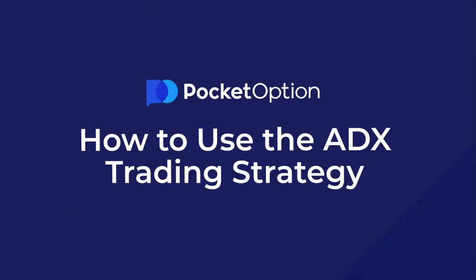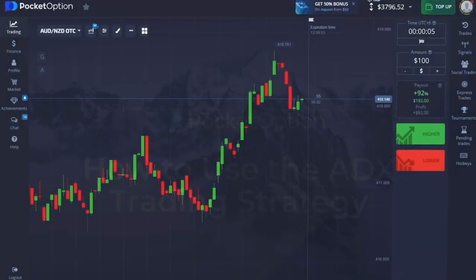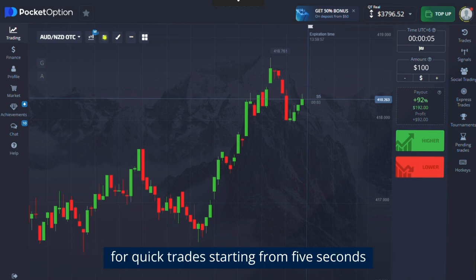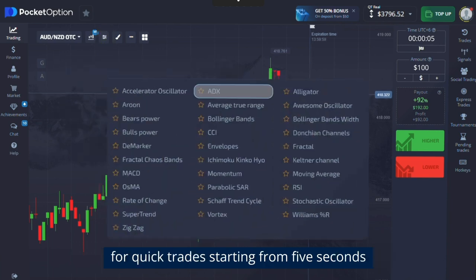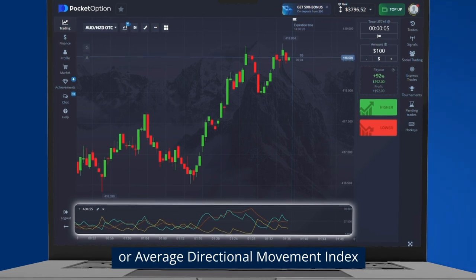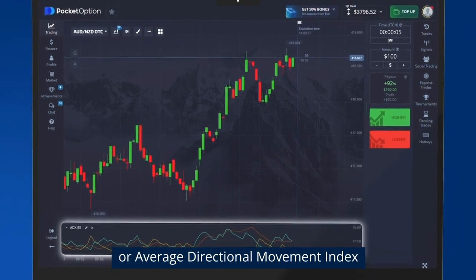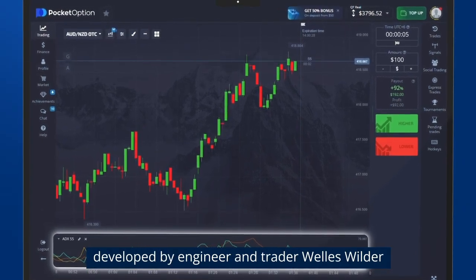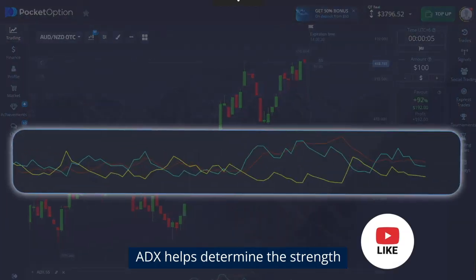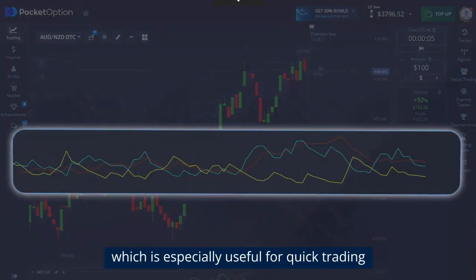How to use the ADX trading strategy. Today, we will show you how to use the ADX strategy for quick trades starting from 5 seconds. This strategy is based on the ADX indicator, or Average Directional Movement Index, developed by engineer and trader Wells Wilder. ADX helps determine the strength and direction of the trend, which is especially useful for quick trading.